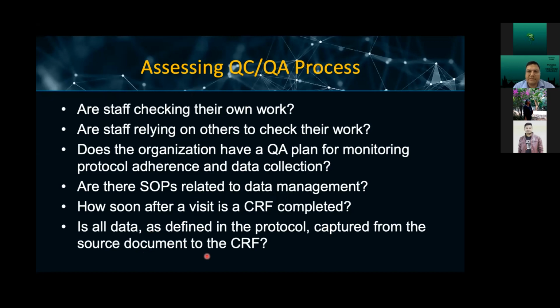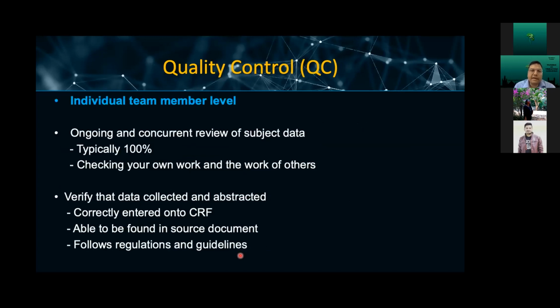Many times it happens that the case record forms do not have all the entries from the source document, and sometimes entries are made which are not actually required. So quality control is done at the individual team member level, and it is an ongoing and concurrent review of subject data, and typically it should be 100%.